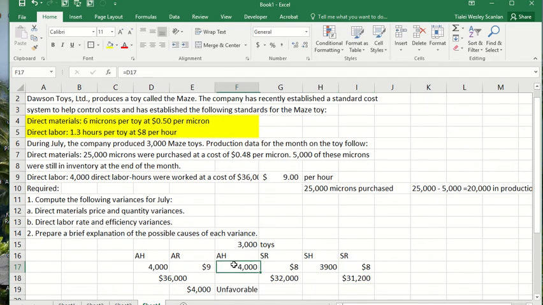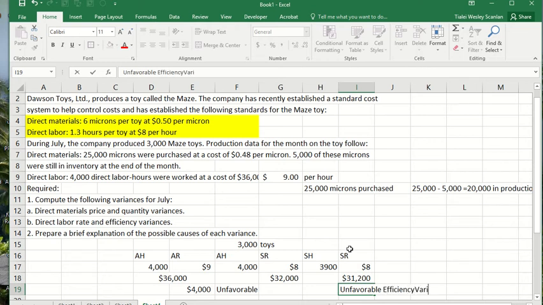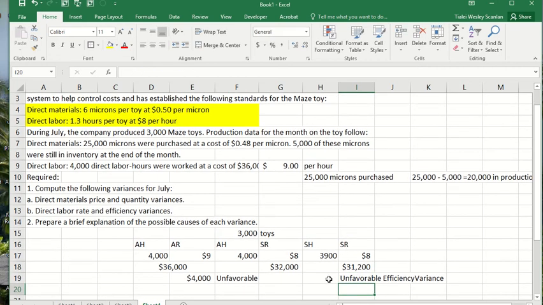So we can multiply these here and see if this is going to be favorable or unfavorable. They should have been working 3,900 hours to make 3,000 toys. They actually worked more hours. So even if you did bring in a skilled laborer, they still couldn't quite meet their deadline. This is going to be unfavorable, and this is the hours. If we're talking about hours, we call that efficiency variance. How much is unfavorable? Looks like it's $800, right?